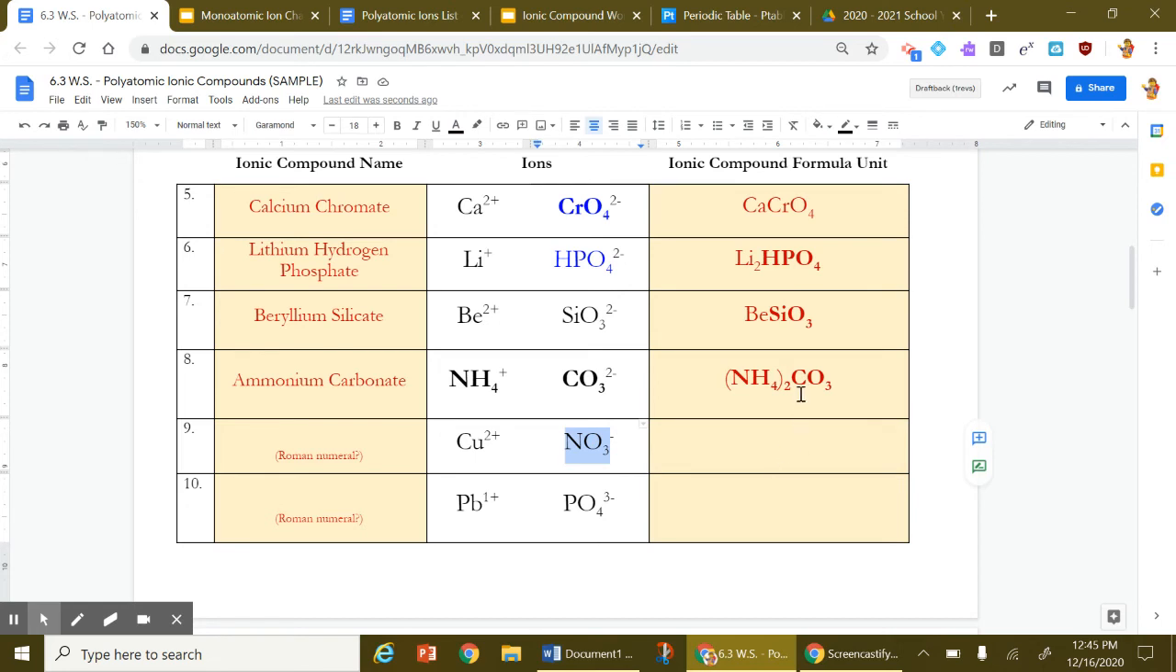Maybe you'll have more than one, maybe not. But NO3 will appear somewhere in your formula because that is, in this case, nitrate, okay? Here we go. Let's do this next one. I'm going to do two more here, and then I'm going to move on, okay?